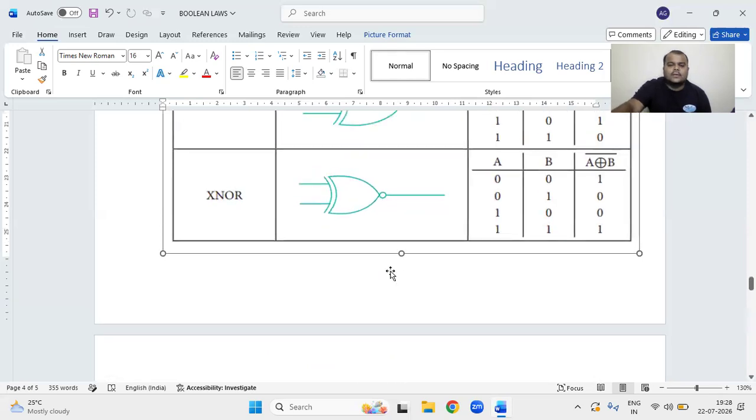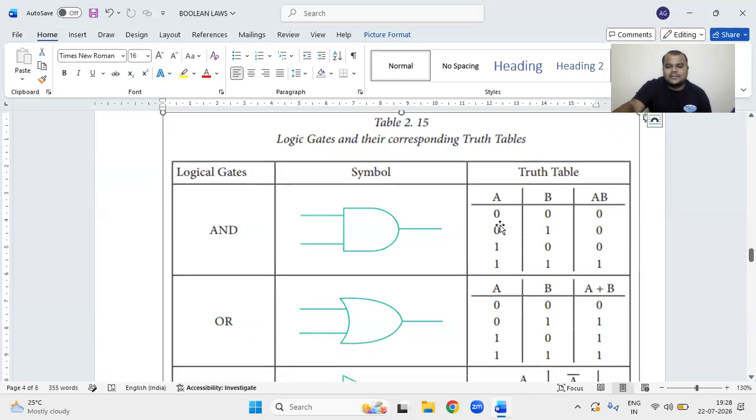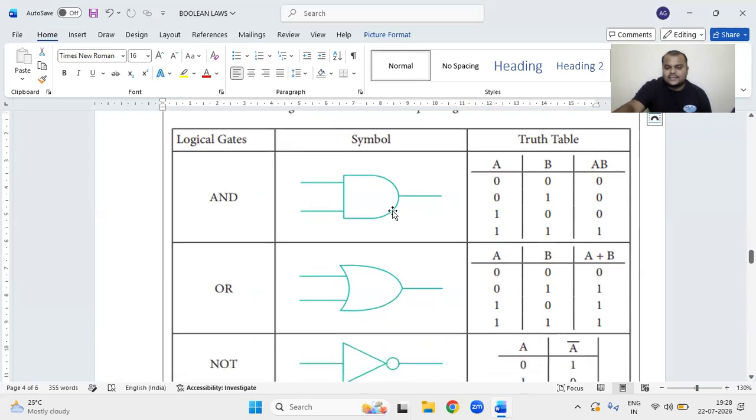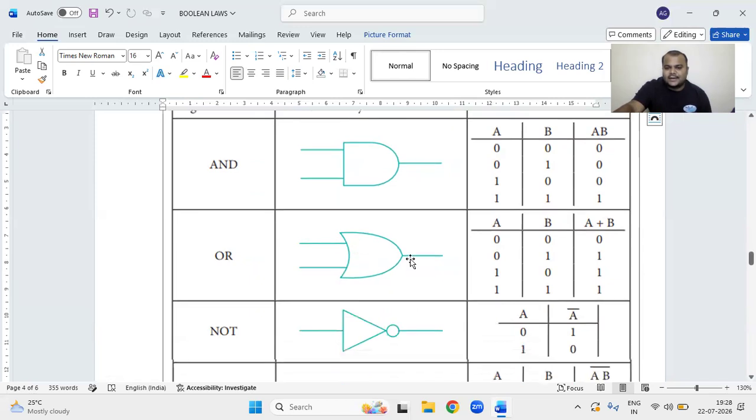So as I said, AND is nothing but multiplication: 0, 0, 0, 1. And you see the symbol. This is the logic gate symbol for AND. And you see the logic gate symbol for OR gate. OR is nothing but addition. And NOT gate has only one input and one output. You see the symbol for the NOT gate.